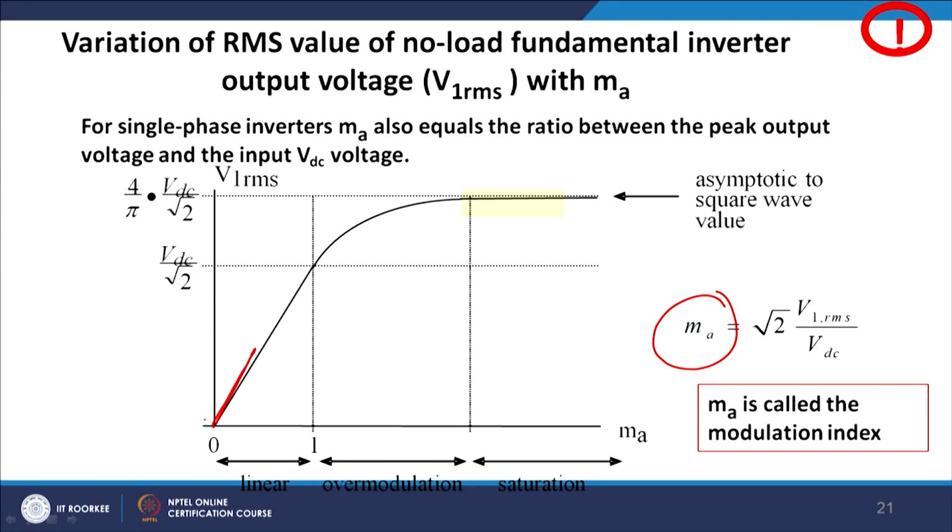So, this will be the saturation value. You may have a higher fundamental value, but you will be sacrificing by higher contamination of the THD. That is one of the disadvantages when you go to overmodulation. Otherwise, in the linear region you can control the magnitude of the output voltage simply by controlling the modulating index.